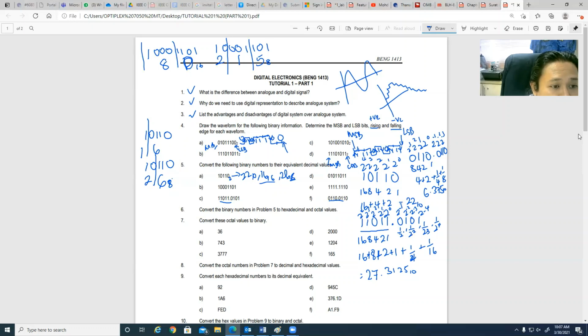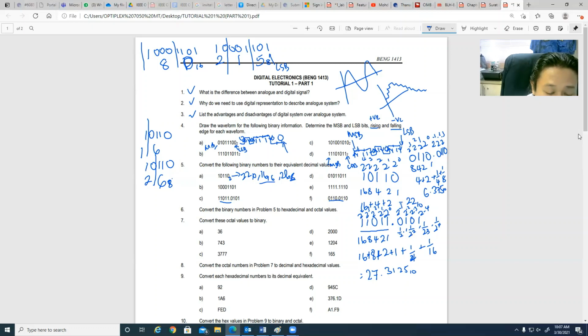So for hexa, you have to remember to divide by 4 from the least significant bits, and for octal you divide by 3, from the least significant bit. So this is the least significant bit, and this is the most significant bit. Don't divide from the most significant bit. You have to start from the least significant bits.